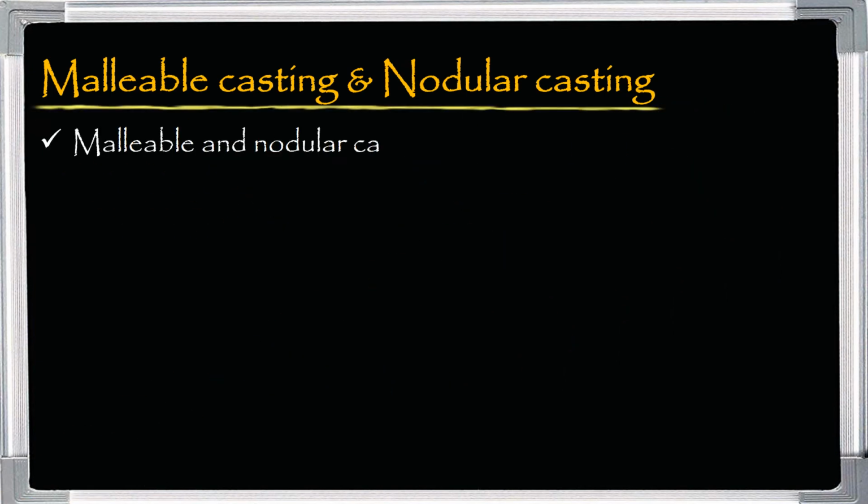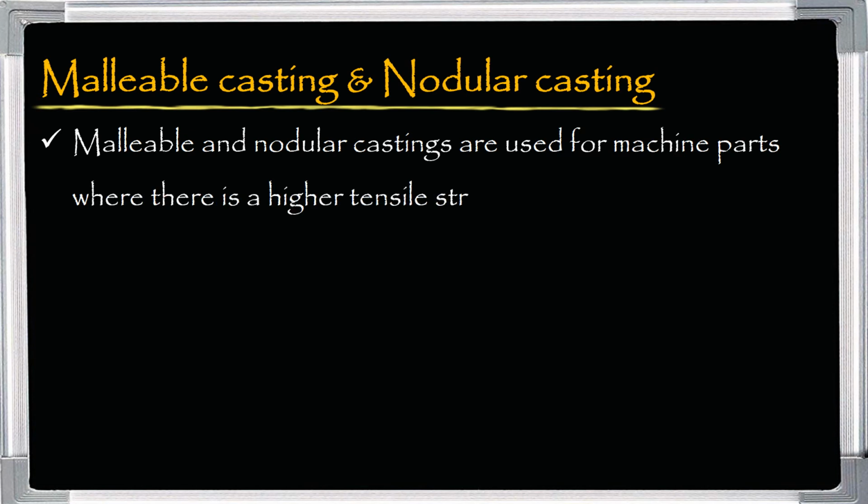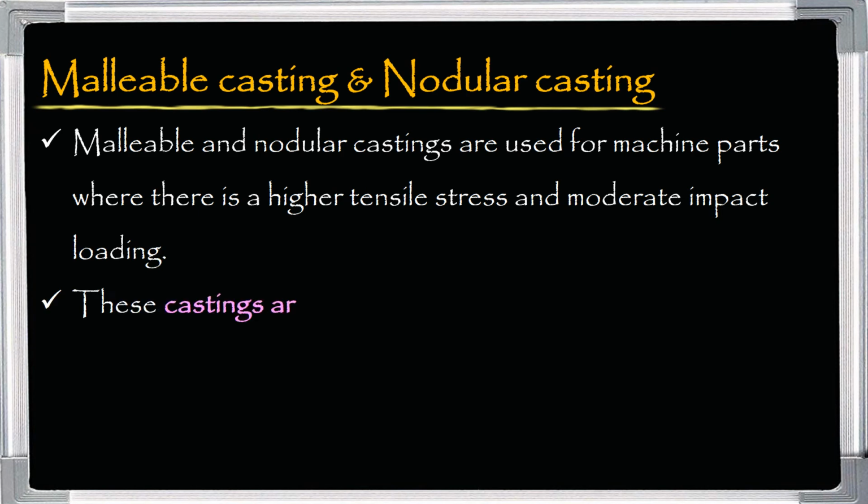Malleable and nodular castings are used for machine parts where there is a higher tensile stress and moderate impact loading. These castings are less expensive and are an alternative to steel casting.